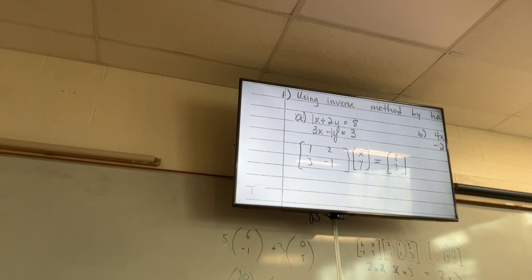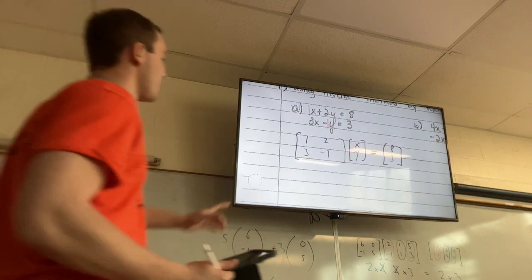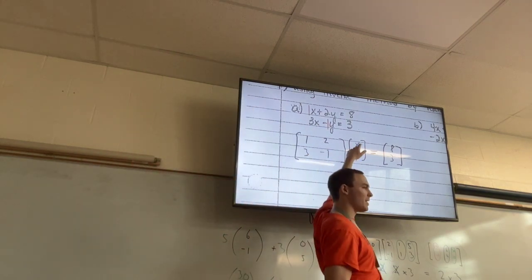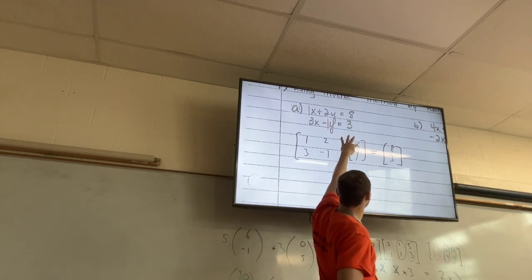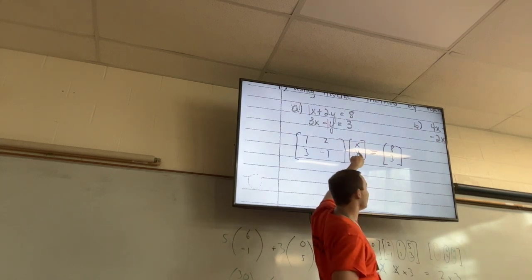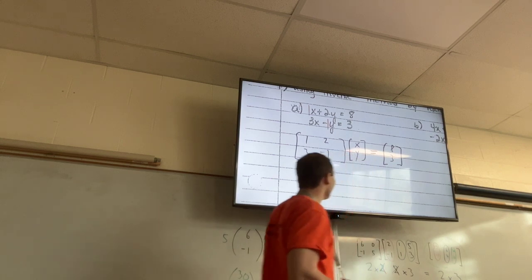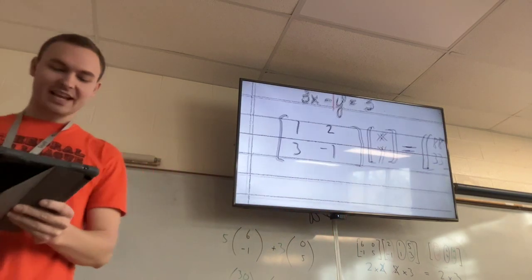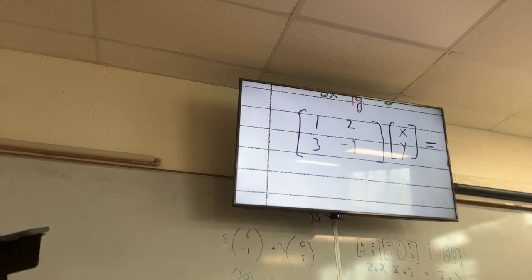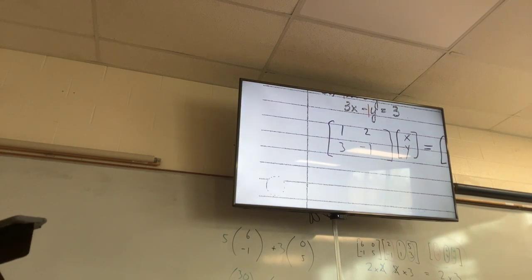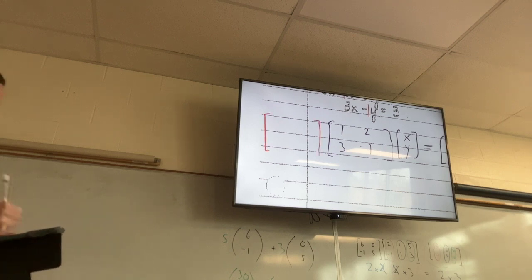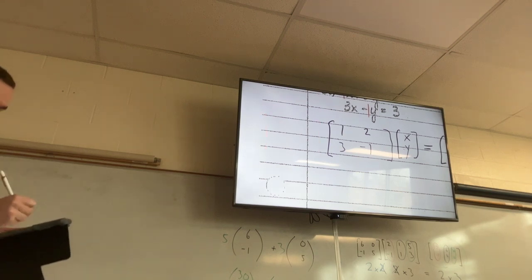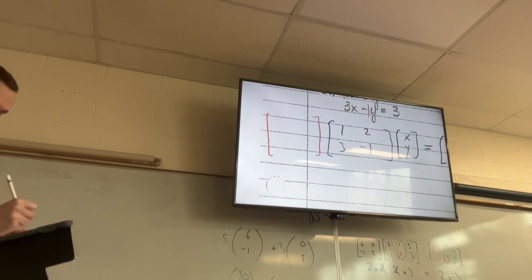Okay. So solving means we get x and y by itself, right? So we want to get this column matrix by itself. The way we do that is I've got to get rid of this matrix right here. So what I'm going to do is left multiply, because order matters. I'm going to left multiply both sides of this equation by the inverse of that matrix.